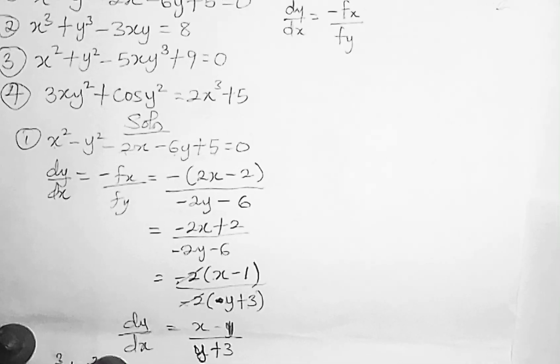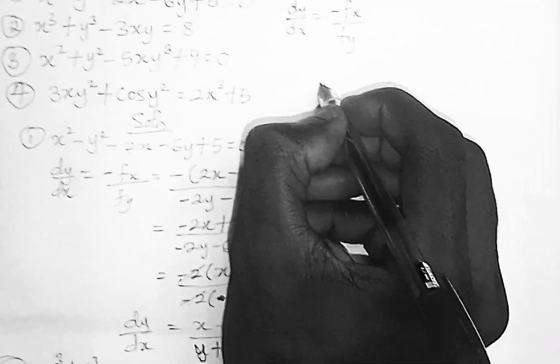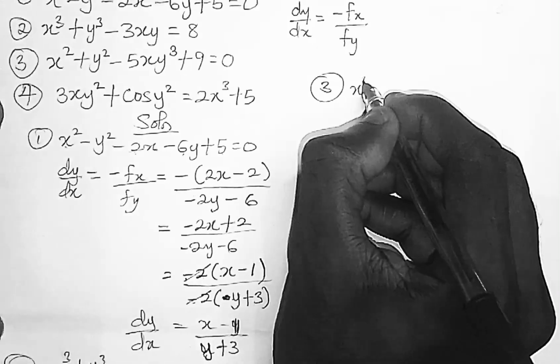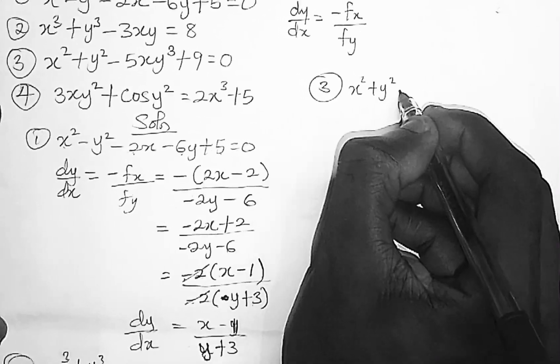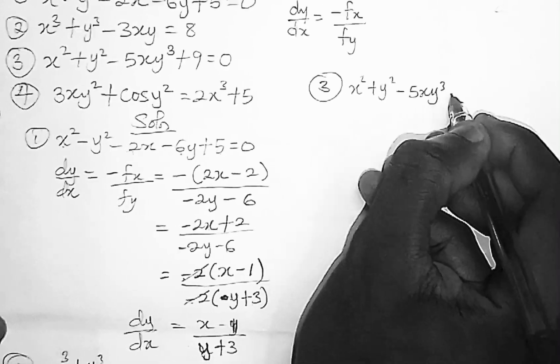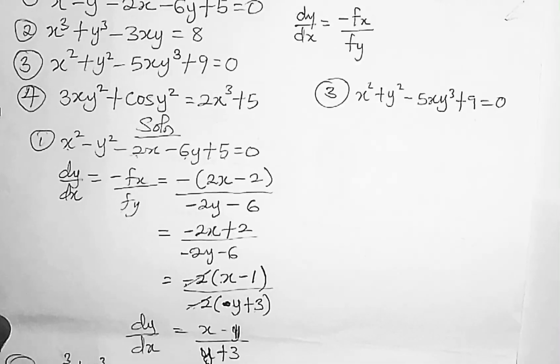You can pause the video and try example 3 on your own. Alright, so I believe you've done that. Now let us solve example 3 together. Example number 3, we have x squared plus y squared minus 5xy cubed plus 9 equal to 0. Are you seeing this now?